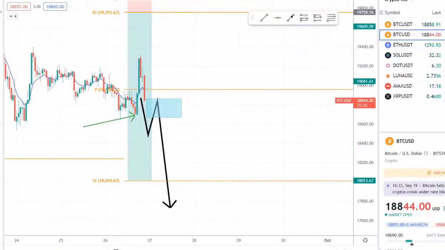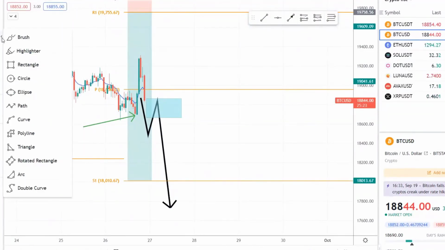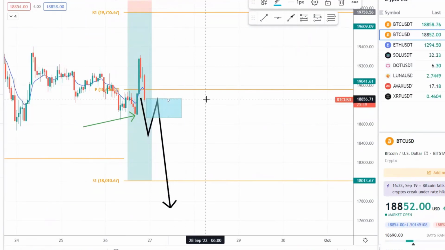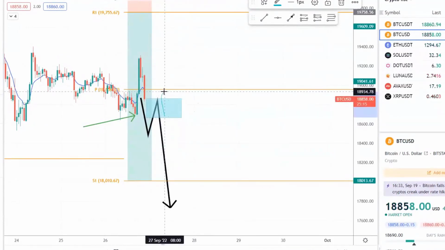I would love to see a candlestick, maybe if I could find something here. No, it's not going to work so well. But either way, what I'd be looking for is a candlestick somewhere around here, right?